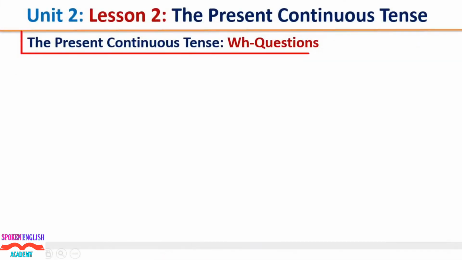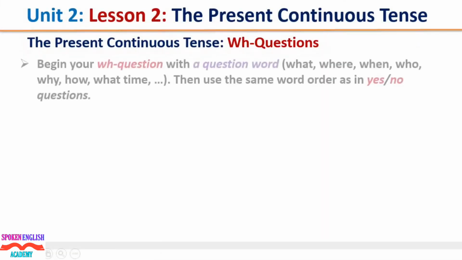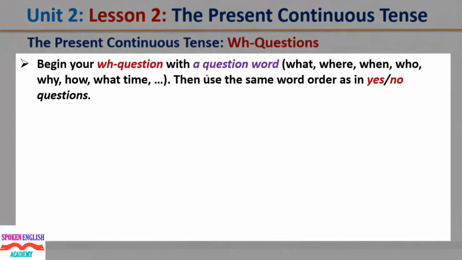The present continuous tense, WH questions. Begin your WH question with a question word like what, where, when, who, why, how, what time, etc. Then use the same word order as in yes/no question. By the same word order, we mean start with the verb, followed by the subject.